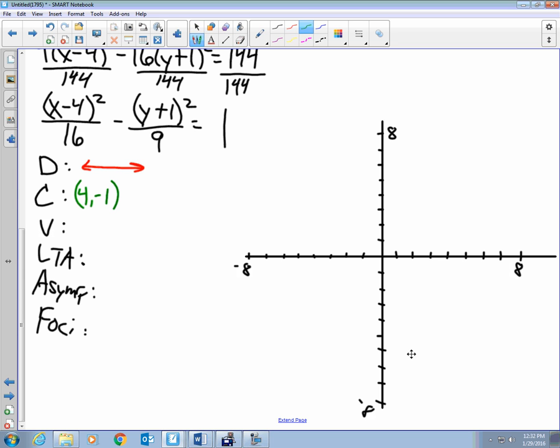Okay, we plot it. 4, -1. How many units do I go in the x direction? 4. How many units do I go in the y direction? It's going to make my Tanner rectangle.